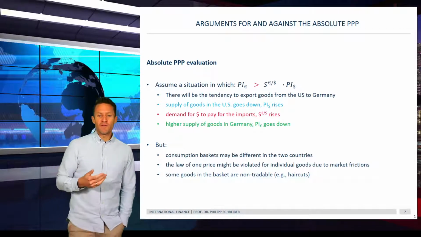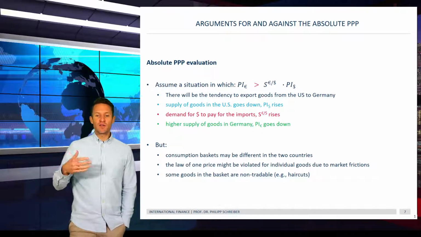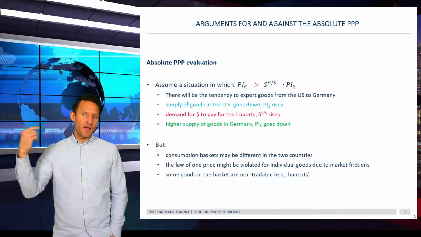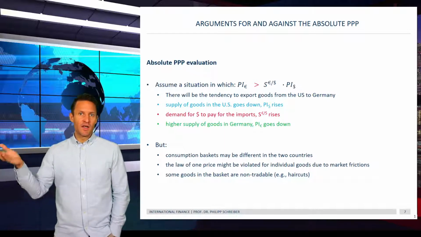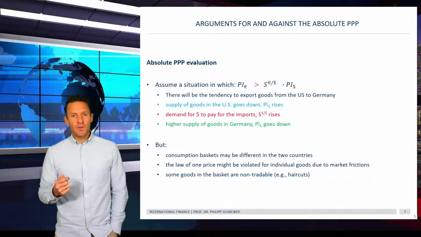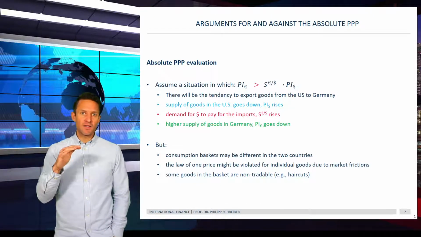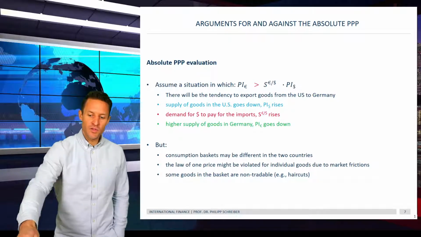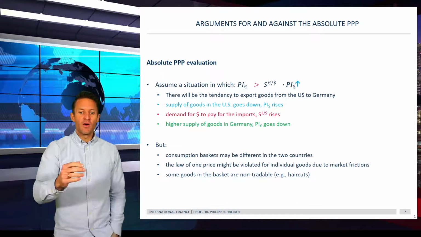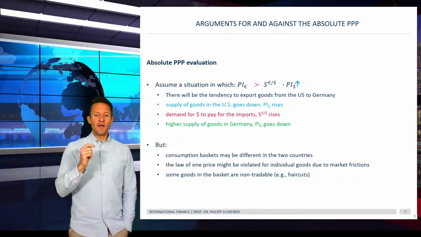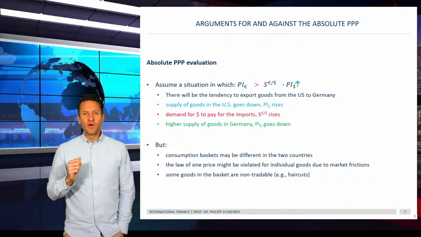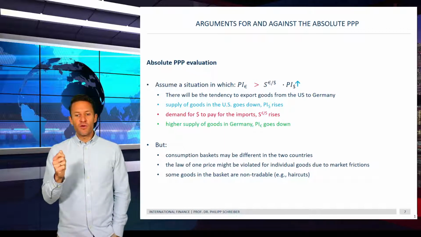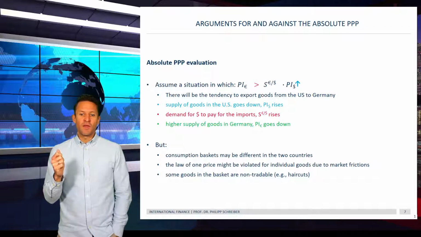Okay, what would happen? First, the supply of goods in the US goes down because we are buying their products, so they have fewer products, so supply goes down. What happens if supply goes down and demand stays the same? The good becomes more and more rare and the price goes up. So this is the first thing we would experience here. I use these colors so you can see which sentence belongs to which effect. So the price for the goods in the US goes up.